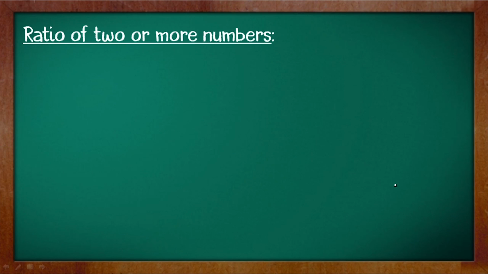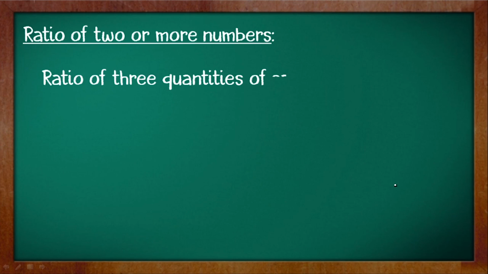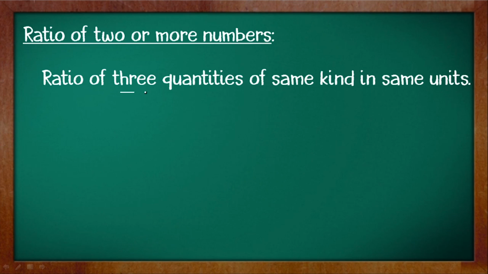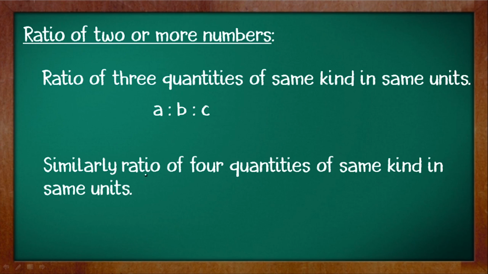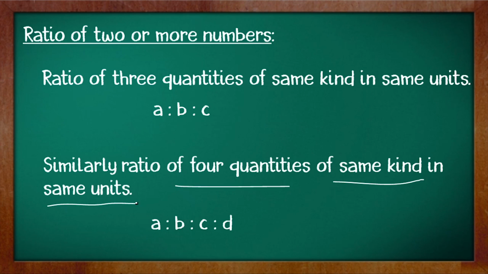And let's see how we write a ratio of 2 or more numbers. Suppose there is a ratio of 3 quantities of the same kind in the same units. So how do we express it? We express it by writing A is to B is to C. So this is how ratios of 3 numbers are expressed. Similarly, if there are 4 quantities of the same kind in the same units, we just write A is to B is to C is to D.